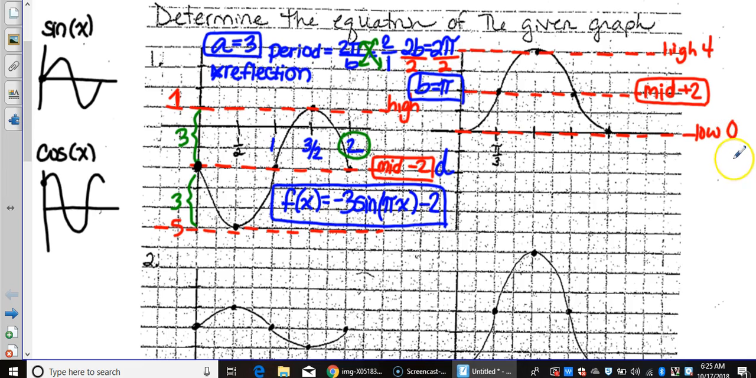Do we match? I have my mid at positive 2. The high is at 4, and the low is 0. So what is A? What is half the height of the wave? A is 2. Half the height of the wave is 2. The distance from 2 to 4 is 2, or 0 to 2 is 2, whichever way it's easier to see it, it's 2.